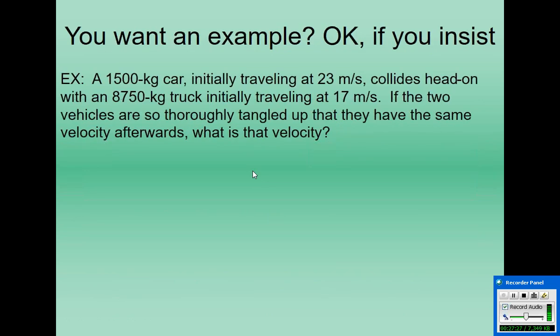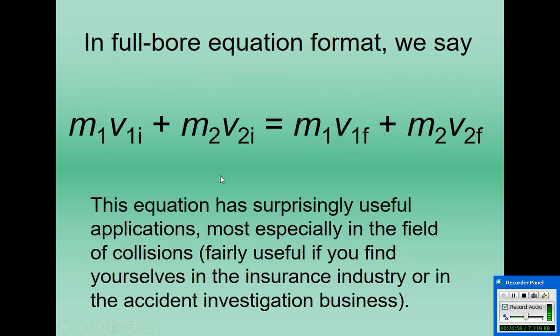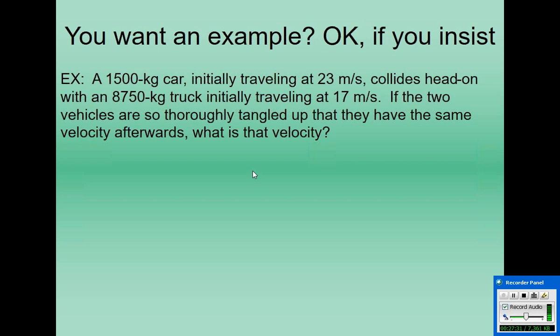Here's an example. We have a 1,500 kilogram car traveling at 23 meters per second. It collides head-on with an 8,750 kilogram truck traveling at 17 meters per second. These two vehicles just get totally mangled up together such that they have the same velocity. The wreckage is a single combined wreckage, so it has the same velocity immediately after the collision. What is that final velocity?